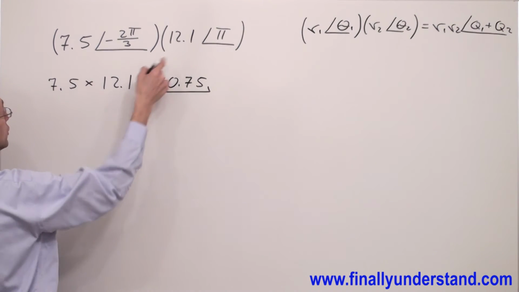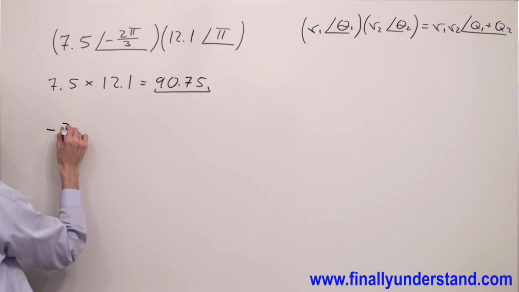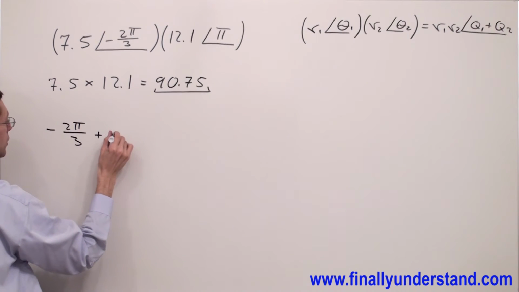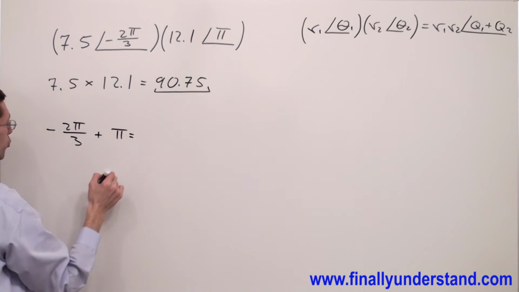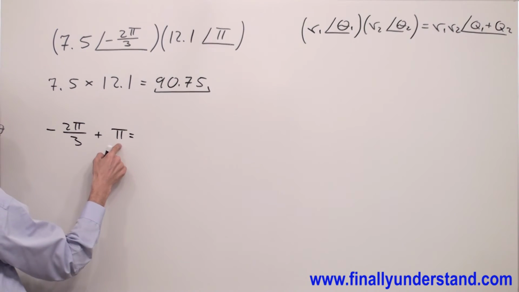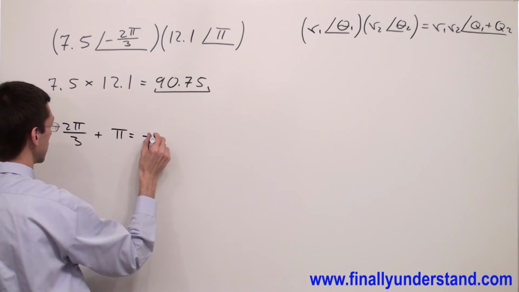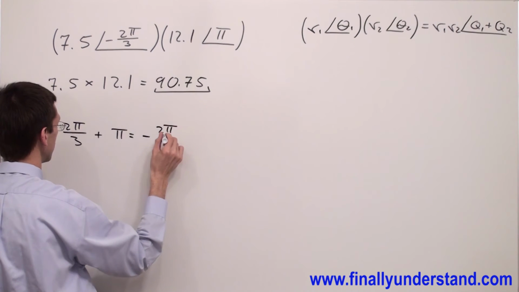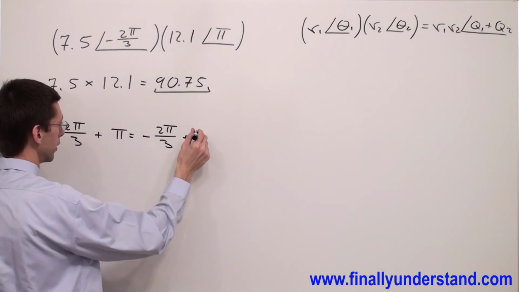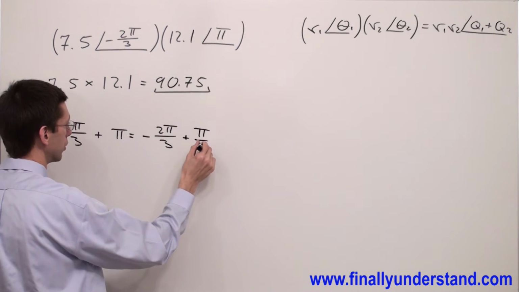We're supposed to add these two angles. I have negative 2 pi over 3 plus pi. Because my first angle is expressed as a fraction, we have to convert pi to a fraction. So I have negative 2 pi over 3 plus pi over 1.